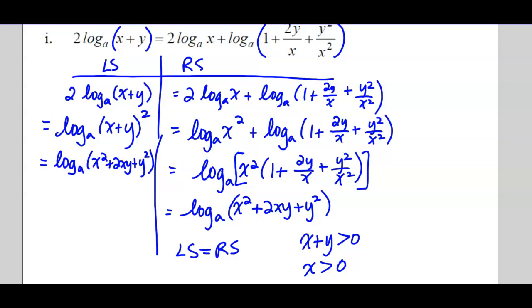Okay, so that just gives you a little bit of practice on proving identities. You can work on the other ones on your own time. A little bit of practice, and we want to get into the good stuff, which is solving equations.